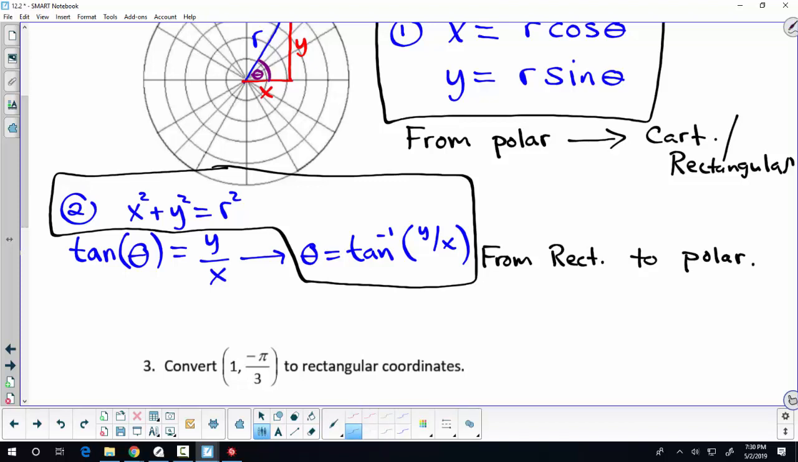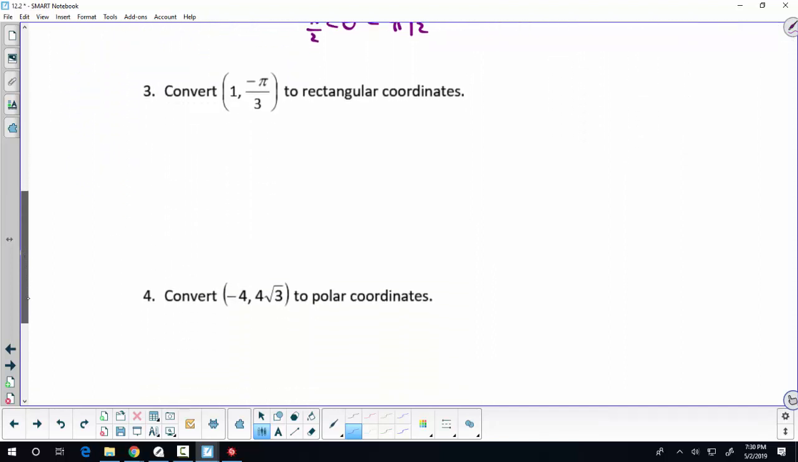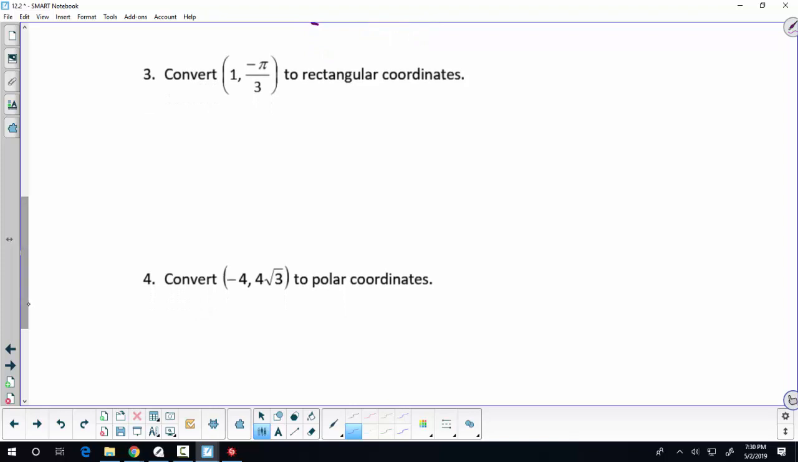So you just have to be a little bit careful in the situation where theta is not between pi over 2 and negative pi over 2, which we'll see in an example in a minute, as to why we have to make sure that when we convert, especially back to rectangular or Cartesian, we take a little bit of care.